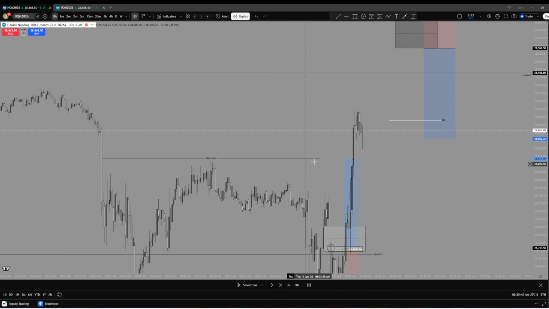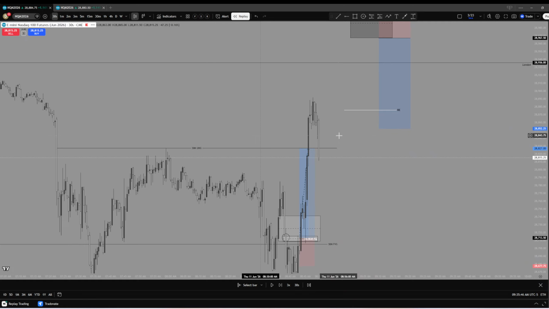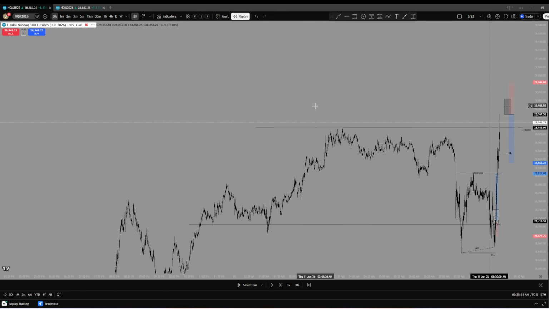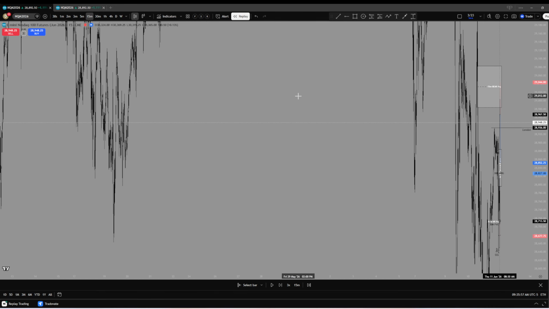Now, right here, I didn't expect us to keep running past this 30-minute unmitigated, but I was cool with getting my cheese off the table. And that was the first play I took. We ended up sweeping out London high, and if we go to the 15-minute time frame.